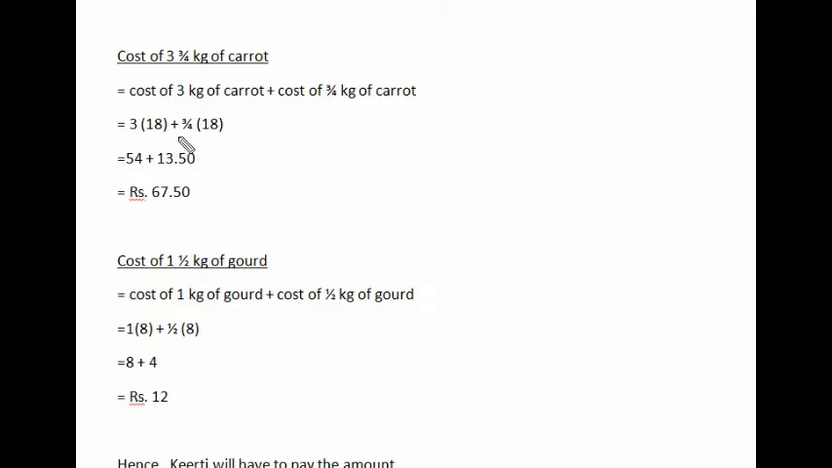So 3 into 18 plus 3/4 into 18. Here you multiply 18 into 3 and divide by 4. That means 54 divided by 4. 18 3s are 54. 54 divided by 4 is equal to 13.50. If we add both numbers, we will get rupees 67.50. So the cost of 3 and 3/4 kg of carrot is equal to rupees 67.50.